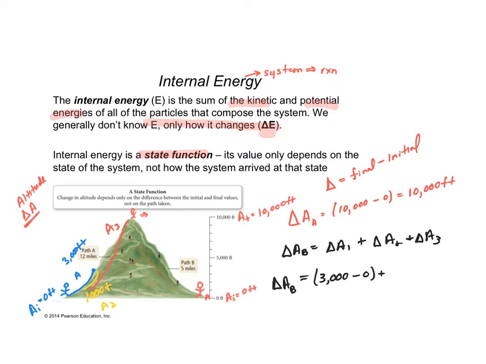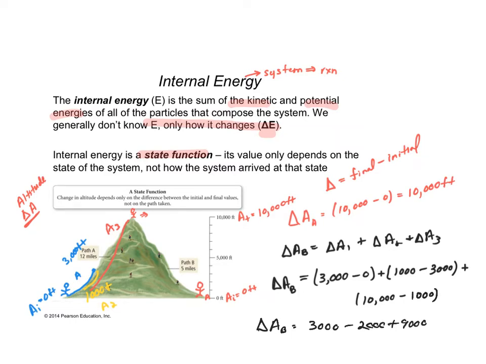We're going to add that to the change in altitude for segment 2, right? So we started at 3,000 feet and then we climbed back down to 1,000. So final here is 1,000 minus initial is 3,000. And then we're going to add that to our little segment 3, which we started at 1,000 feet and then hiked up to 9,000 feet. So 9,000 is, or 10,000, pardon me. 10,000 is our final, minus 1,000 is our initial. So when we add all these together, we're going to get 3,000 minus 2,000 plus 9,000.